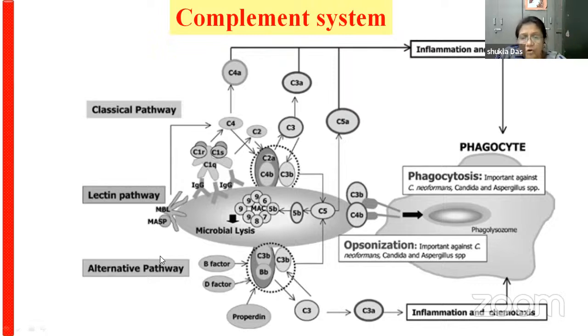Whether it is lectin or alternate pathway. In the lectin pathway, you see the MBL. You remember the receptor I showed you will get attached to MASP. MASP is a mannose-associated serum protein, I think. So this is a mannose protein from the fungi. This attaches to MBL, and then the lectin pathway finally forms a complex, the MAC, the membrane attack complex, which will kill the fungi.